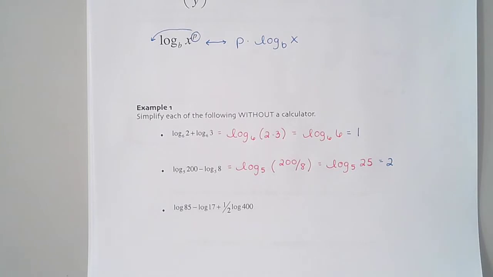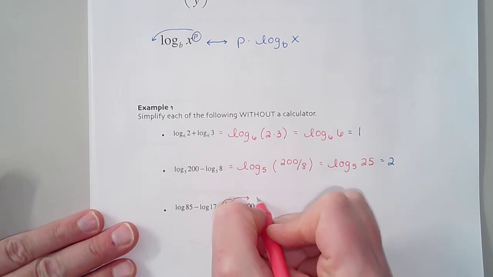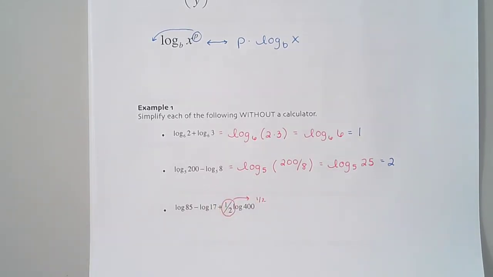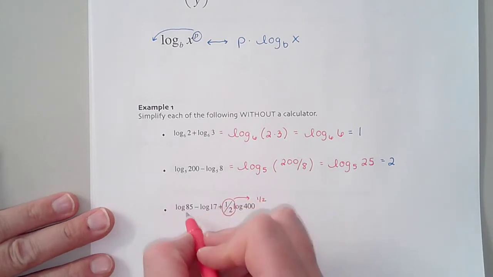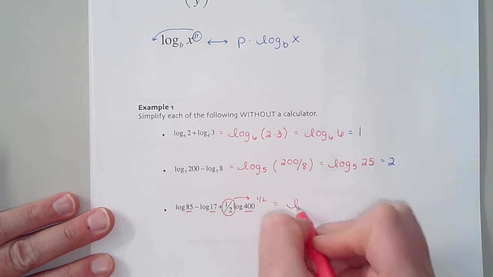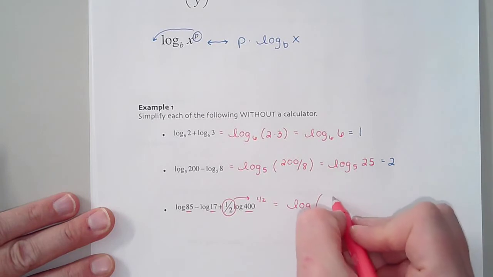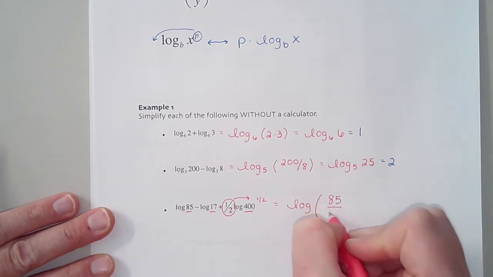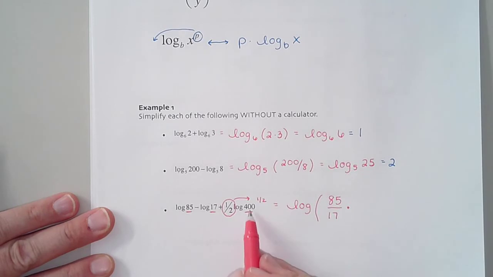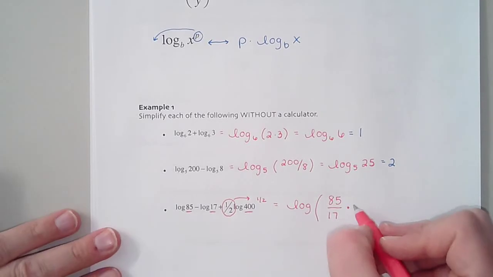Okay. Next one's got a lot of stuff going on. So I see subtraction, I see addition, and I see this 1/2 floating out here. So before I do anything, I'm going to put that 1/2 back up here as a power just so I can get it out of the way. So that's 400 to the 1/2 power. So now if I want to combine these three things, this is what that's going to look like. It's going to be one big log. This will be division, 85 divided by 17 multiplied by 400 to the 1/2 power. That's really asking you the square root of 400, which is 20.